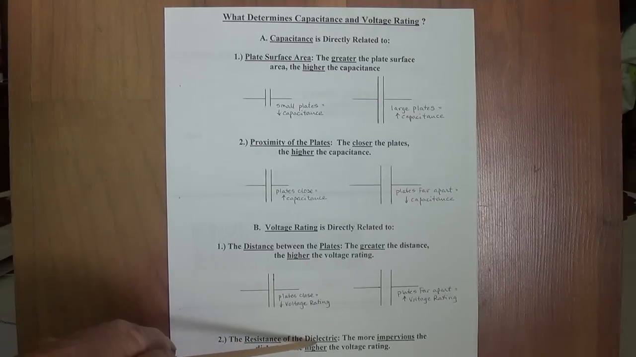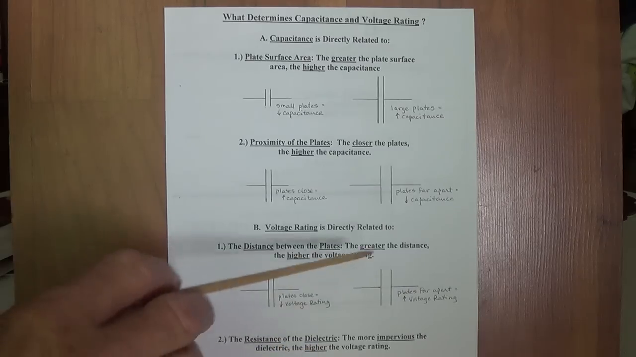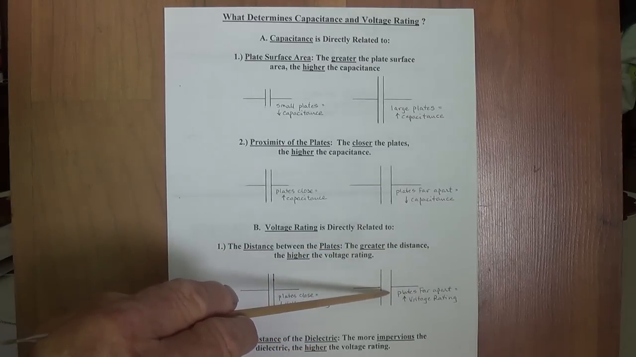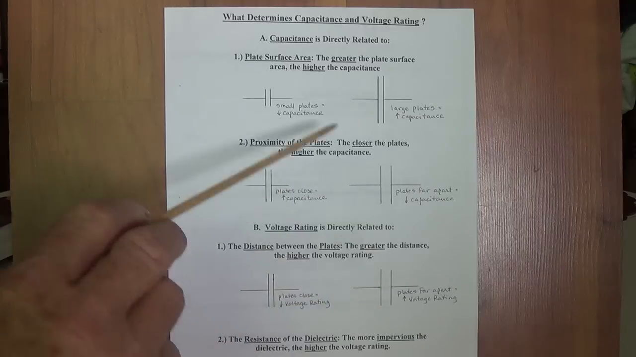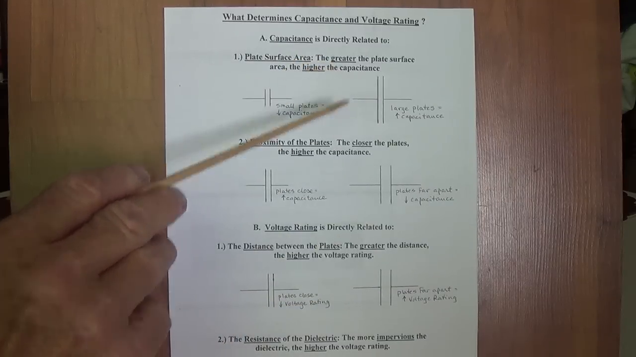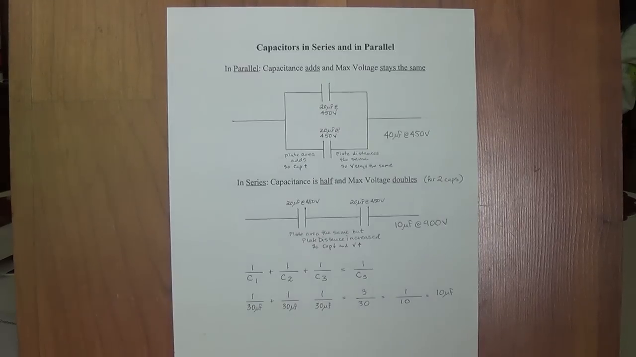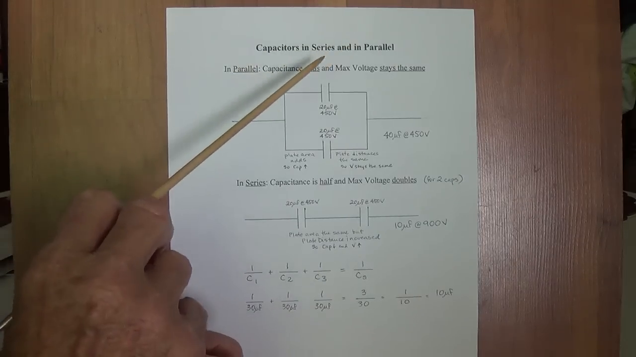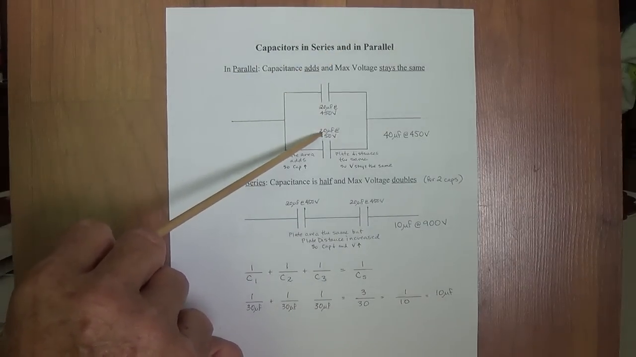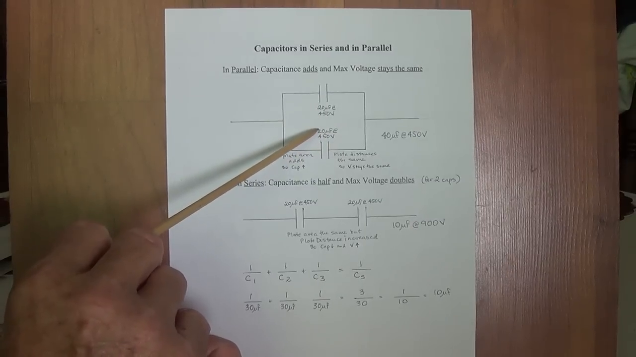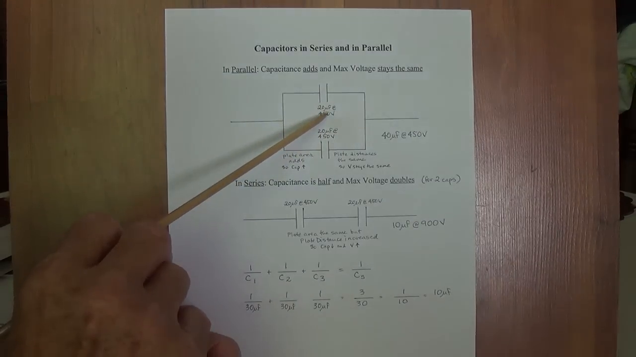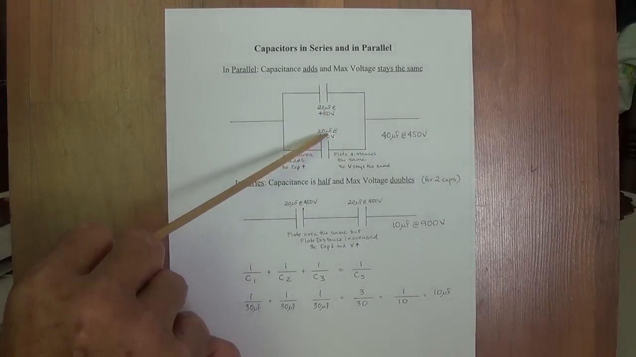Now that is not going to change, but plate size and distance should be kept in mind to understand how capacitance and the voltage ratings occur. So let's look at capacitors that are wired in parallel. In this case, the capacitance adds together, whereas the voltage rating will stay the same.